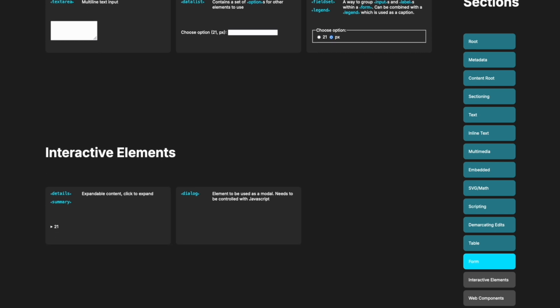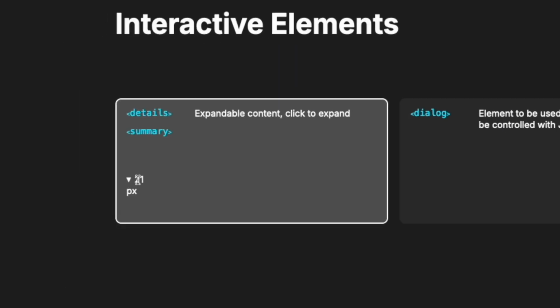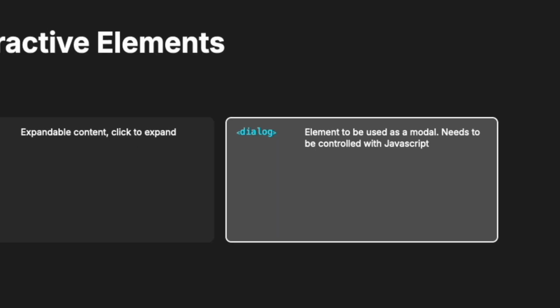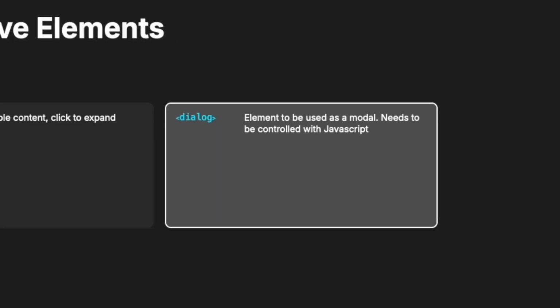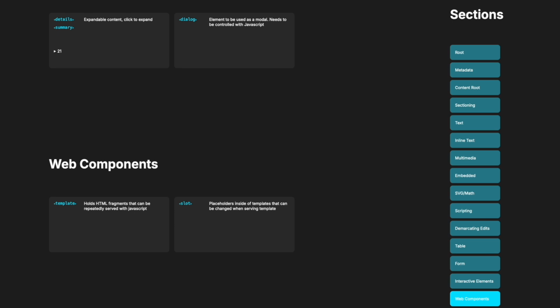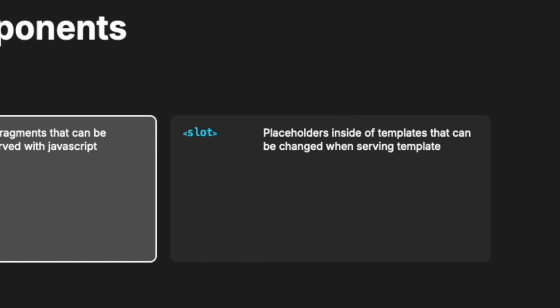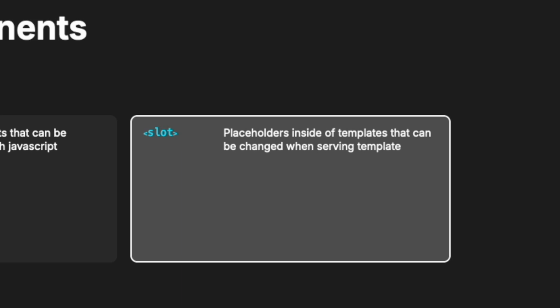Interactive elements are used to create interactive UIs. The details and summary elements combine to create expandable content. The dialog is an element to be used as a modal, but needs to be controlled with JavaScript. Web components allow you to create custom elements and use them as if they were standard off-the-shelf HTML elements. The template creates HTML fragments that can be served with JavaScript, and the slot sort of represents variables within those templates.